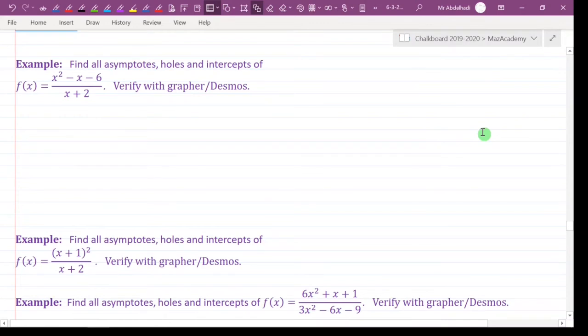Okay, so let's try this example here. You can see that this example here is top heavy by a factor of 1. This is x squared, this is x to the first power. So it's top heavy by just 1. Okay? So you might say, well, how do you find the slant asymptote that I'm referring to here? Well, the way you find the slant asymptote is to divide the top by the bottom.